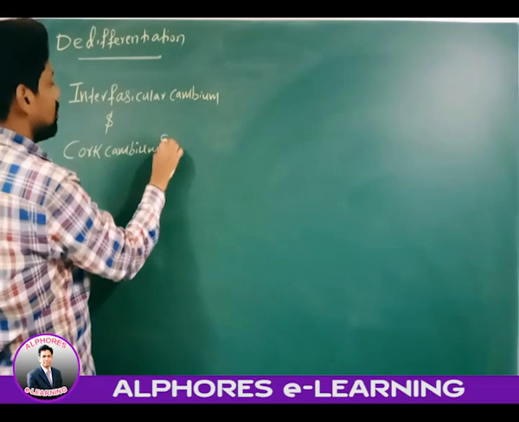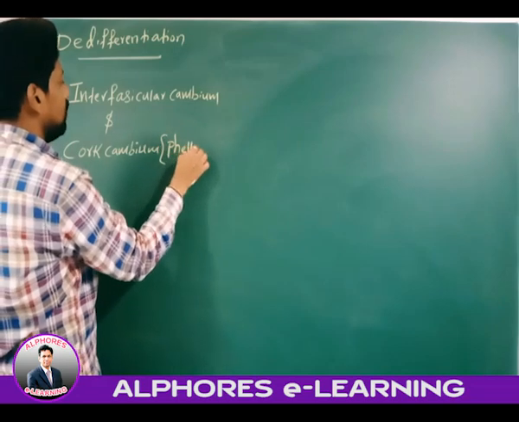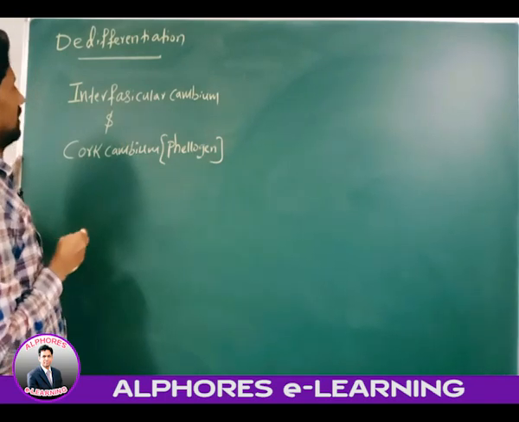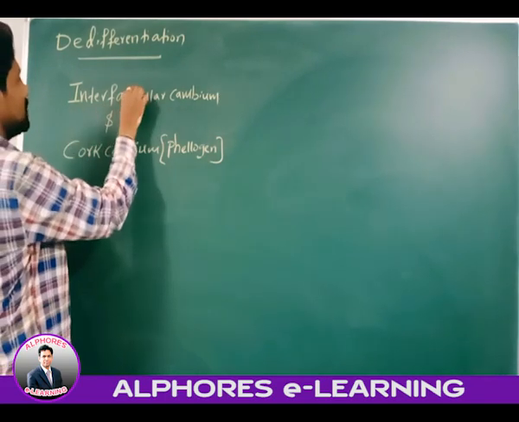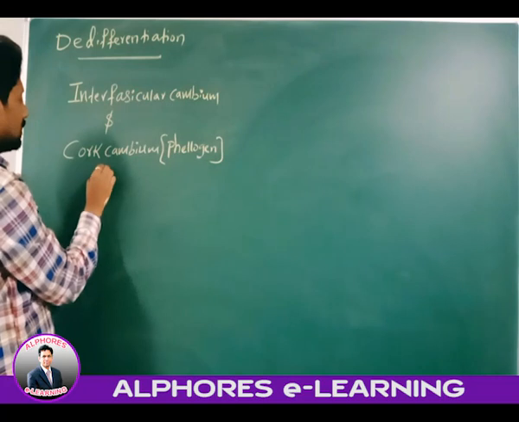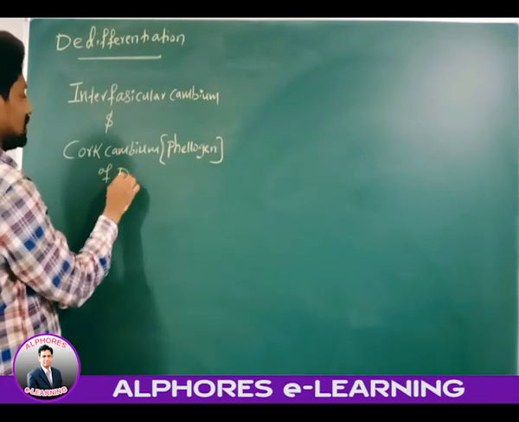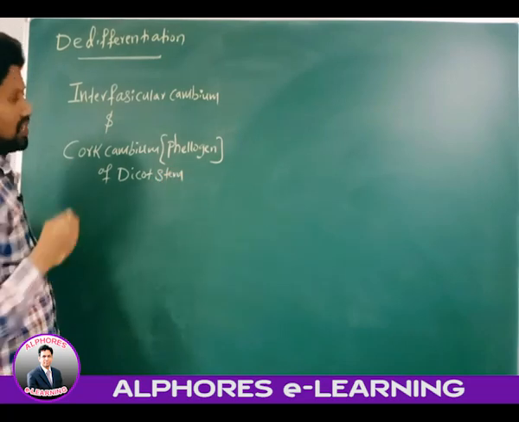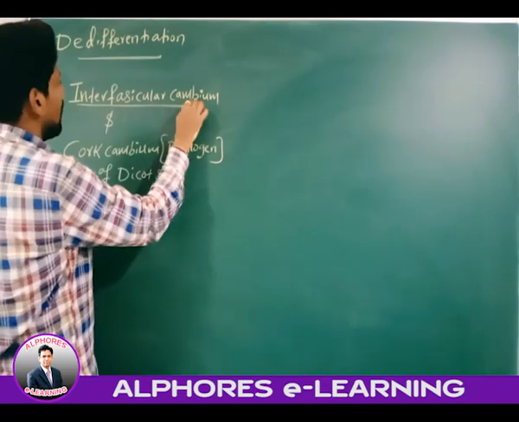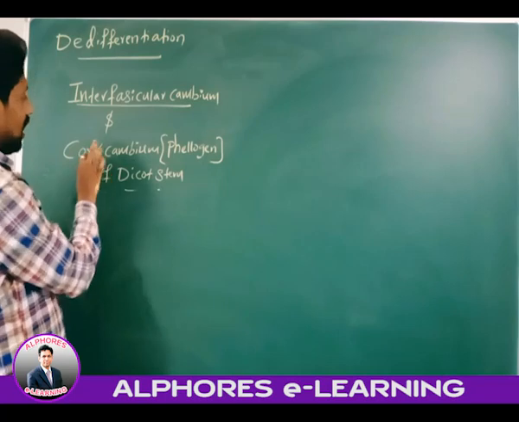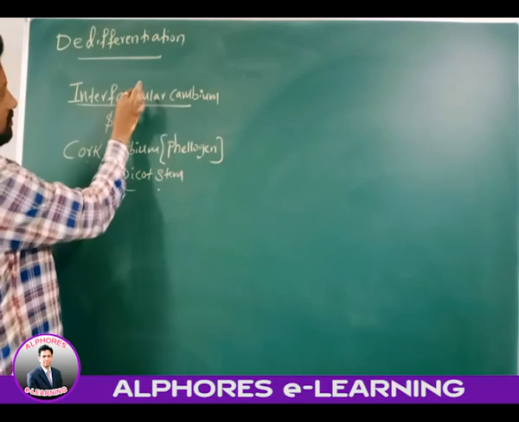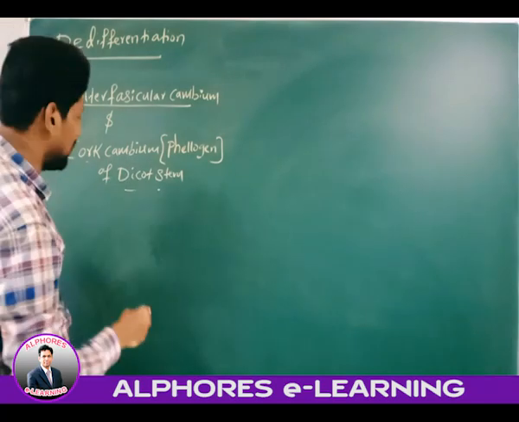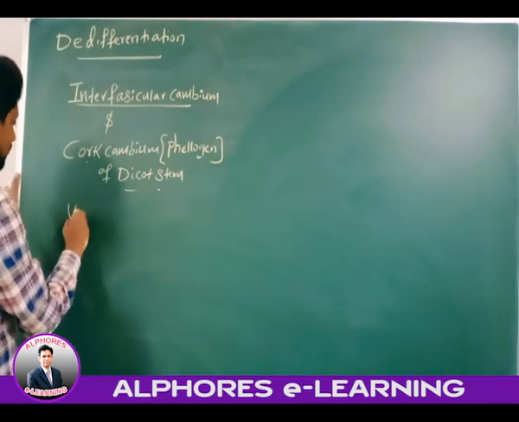What is another name of cork cambium, sir? Phellogen. Therefore, interfascicular cambium and cork cambium of what, sir? Dicot stem. Therefore, interfascicular cambium of dicot stem and cork cambium of dicot stem, these two are examples for de-differentiation process. Is it okay?